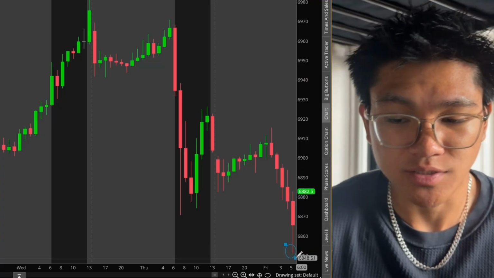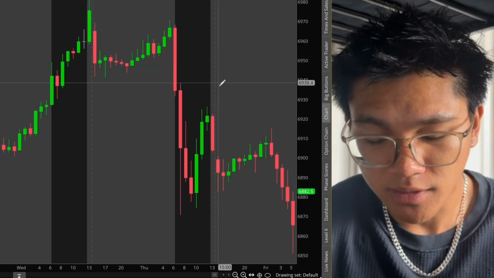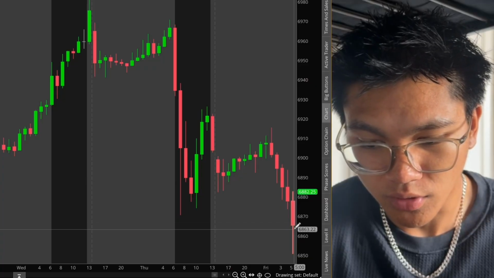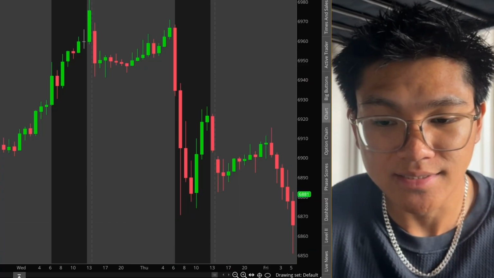So we're going to assume that price is probably bearish, and we're going to confirm that by looking at lower highs, lower lows, lower highs, lower lows. So we can confirm that the 1 hour is bearish.